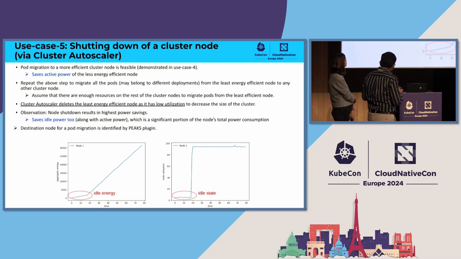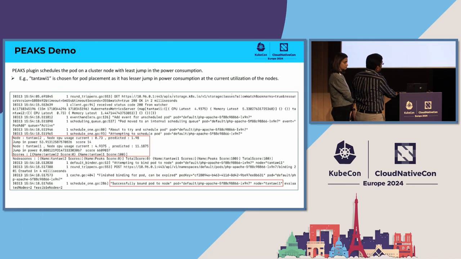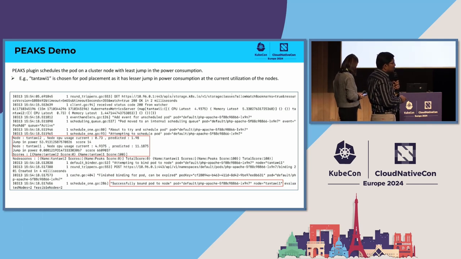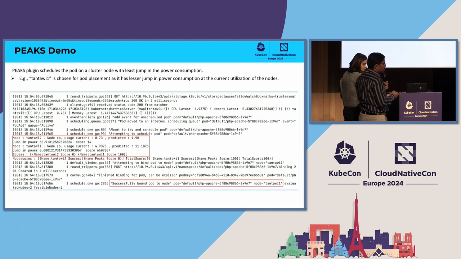So this is the use case that demonstrates shutting down a node. Before I move on to the other aspects, because of the time constraints, we are not actually doing a live demo, but this is a snip of the logs from the live cluster. It demonstrates that an incoming pod is placed on a node which has less jump in energy consumption over a node which has more jump in energy consumption. That means we are making the decision such that the change in the cluster's energy consumption is lesser, which is the wiser decision in our context.